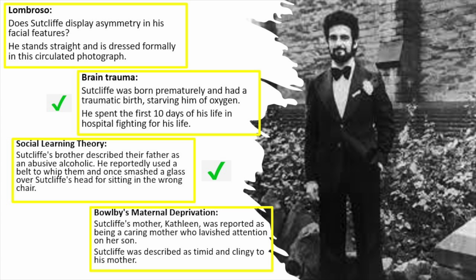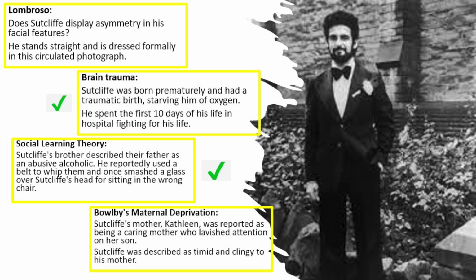So the 2 theories that we can apply to Peter Sutcliffe are brain trauma and social learning theory. Brain trauma links to Peter Sutcliffe, as he was born prematurely and had a traumatic birth which starved him of oxygen. Therefore he spent the first 10 days of his life in hospital fighting for his life, and we can link brain trauma to Peter Sutcliffe and his criminal behaviours.